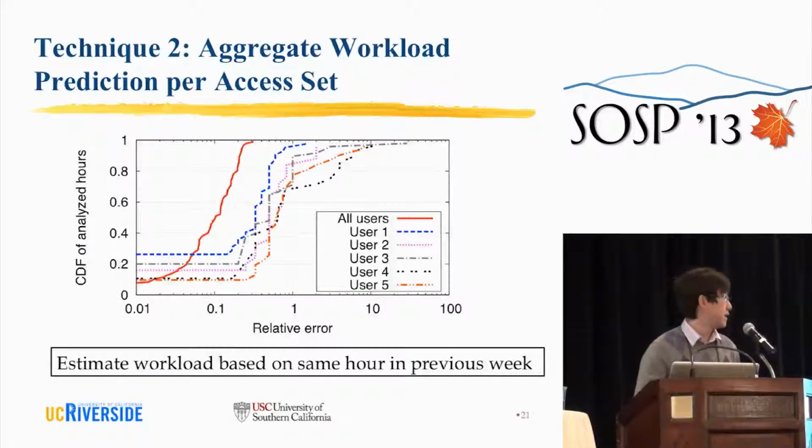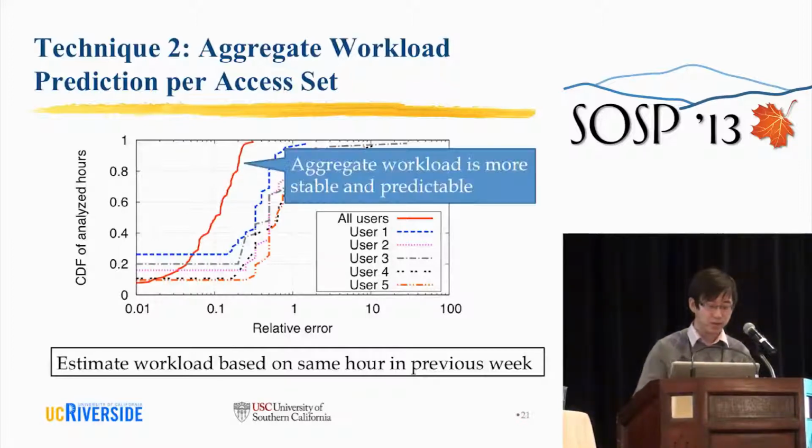So we did the same analysis on aggregate workload. From this graph, we can see that aggregate workload is more stable and therefore predictable. So now we have a way to predict workload. Finally, the placement manager has all the information it needs to compute optimal replication policies.